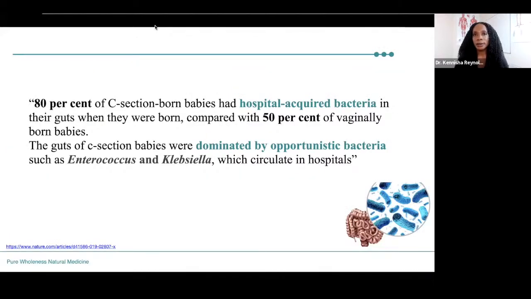So C-sections can be a choice of delivery for mothers, and are sometimes medically necessary. But researchers have found that 80% of C-section born babies had hospital-acquired bacteria in their guts when they were born, compared with 50% of vaginally born babies. The guts of C-section babies were dominated by opportunistic bacteria such as Enterococcus and Klebsiella, which circulate in hospitals, interestingly.